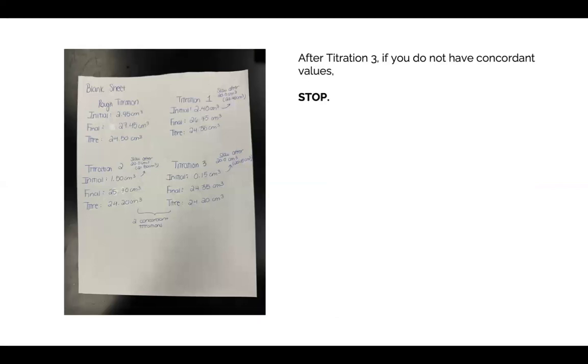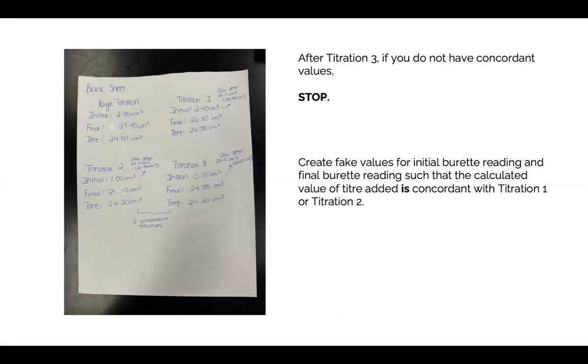After titration 3, if you do not have concordant values, you must stop. Because at this point in time, you've probably spent at least 25 minutes doing these titrations, cleaning the flask, filling the burette, doing it over and over again. So you must stop because you're going to be wasting too much time.